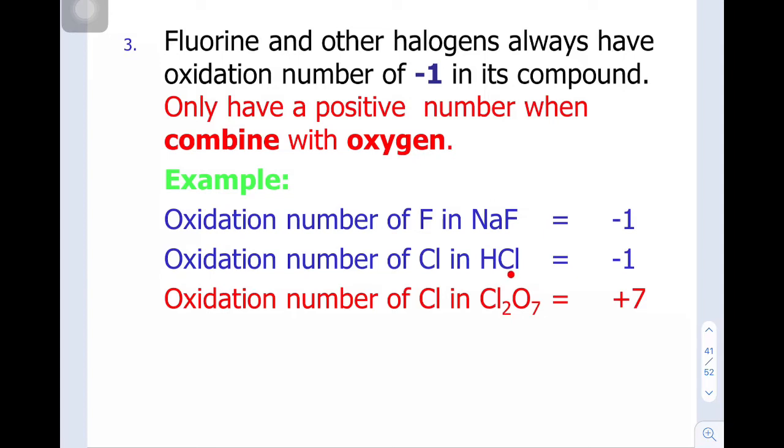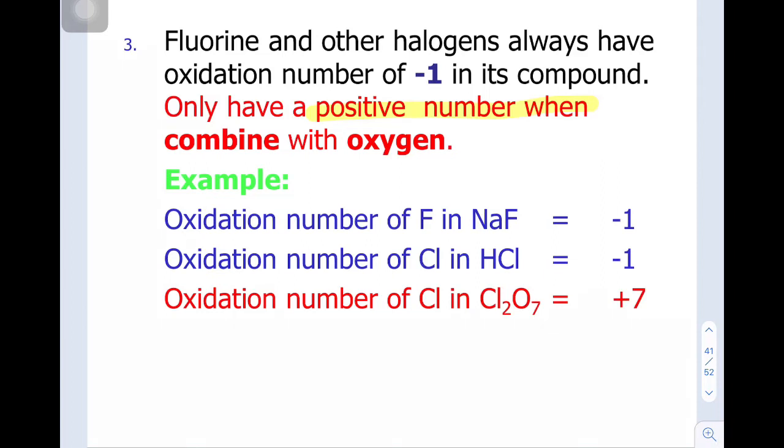The oxidation number of chlorine when combined with H in the HCl molecule is -1 as well. This is the general rule for the halogens: they are always -1. However, when chlorine forms a compound with oxygen, in Cl2O7, this is when we start to have the exception. The chlorine will have a positive oxidation number. This is because oxygen is always -2.